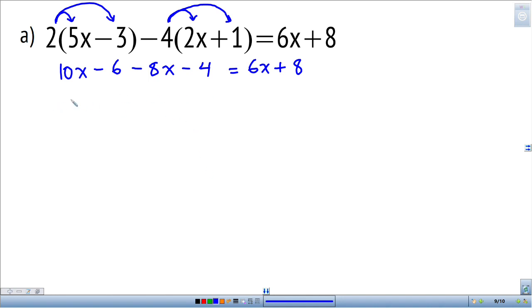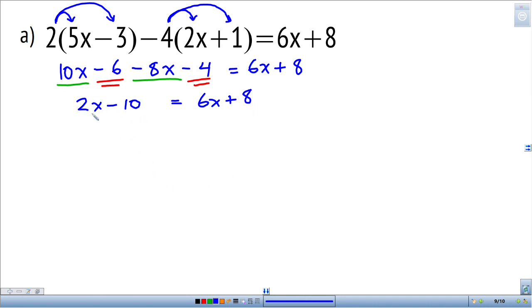All right, remember that we can clean this up a little bit. So I noticed there's some like terms. Here, there's a 10x. Here's a -8x. So 10x minus 8x is 2x. Also, I see this -6 minus 4. So that will get me -10 if I simplify those two. And that's equal to what's on the right, 6x plus 8.